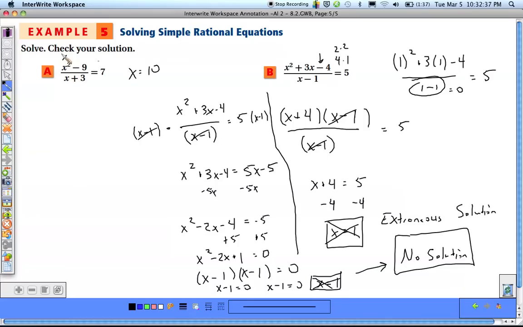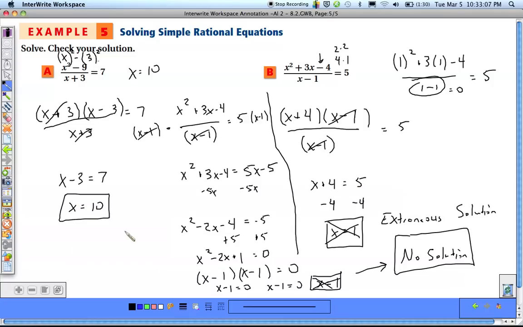X squared minus 9 is a difference of squares, as in x squared, and then the 9 is going to be 3 squared. We've got the minus sign between it, so we can write this as x with a 3, x with a 3, and just throw in the two different signs, plus and minus. That's all divided by x plus 3, which equals 7. The x plus 3's can cancel each other out, and x minus 3 equals 7. Add 3 to both sides, and we get x equals 10.